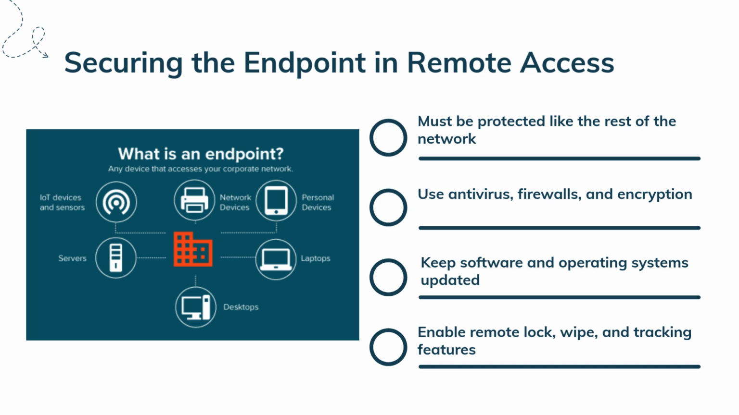So, how do you keep endpoints secure? You should start with the basics: antivirus software, firewalls, and disk encryption. These are your first lines of defense. Then make sure every device is kept up to date with the latest patches and software updates, because outdated systems are a hacker's dream. You should also enable features like remote tracking, lock, and wipe. That way, if a device is lost or stolen, you can protect the data even if the hardware is gone.